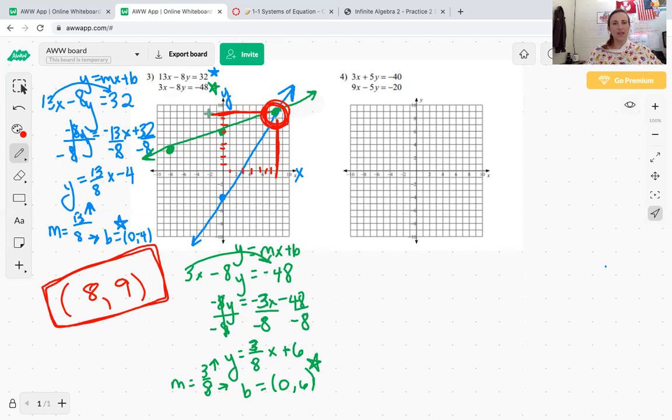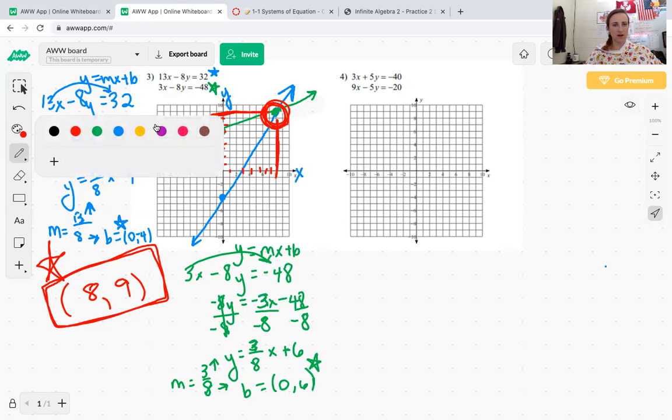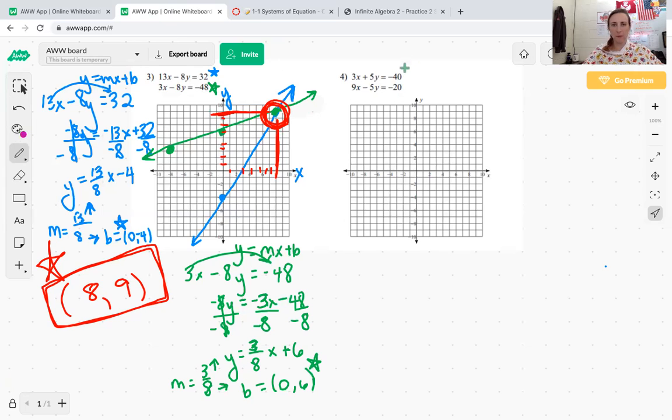All right, so that's really the biggest new part about today. We graph our 2 lines just like normal. We get them in slope-intercept form. The biggest difference is now finding that point of intersection where they cross at. All righty, and with that being said, we'll go on to number 4, unless you have any questions.